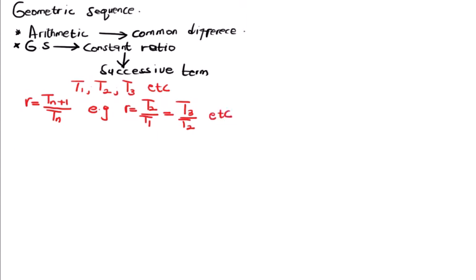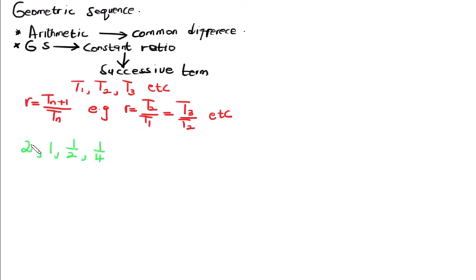I'm just going to give an example of a sequence. Let me change the color. We have this sequence over here: 2, 1, 1/2, and 1/4. So these are our terms. This is T1, this is T2, this is T3, and then this is T4.